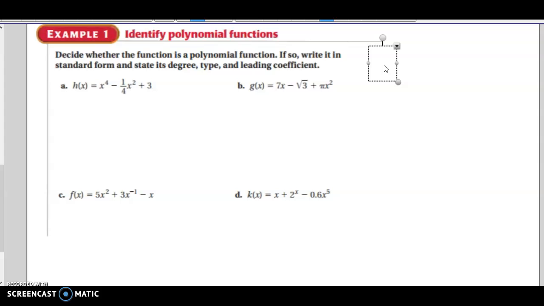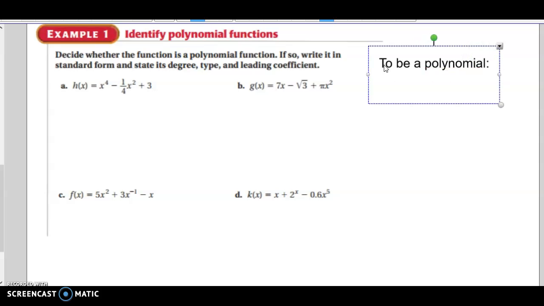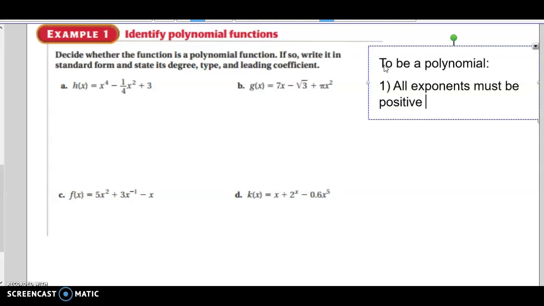So to be a polynomial function, a few things must be met. First, all exponents must be positive integers. Meaning numbers 0, so exponents have to be 0, 1, 2, 3, and so on.